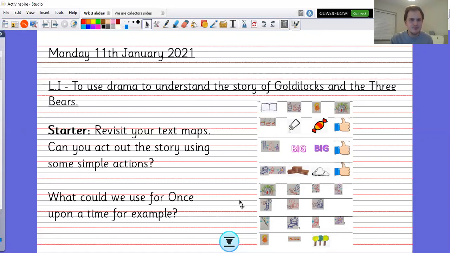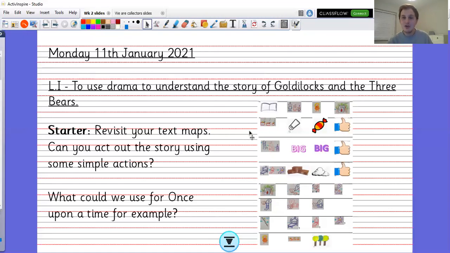So it says here, what could we use for Once Upon a Time? That's a great one. So my story starts here with Once Upon a Time. So I'm going to do Once Upon a Time, opening of a book. How are you going to start yours? Have a little think. Show me some of your actions. Then we've got three. I'm going to do this for bears. Bears. How are you going to act out the bears? And then there's going to be a girl called Goldilocks, and I'm going to have long Goldilocks hair. How are you going to act out Goldilocks?